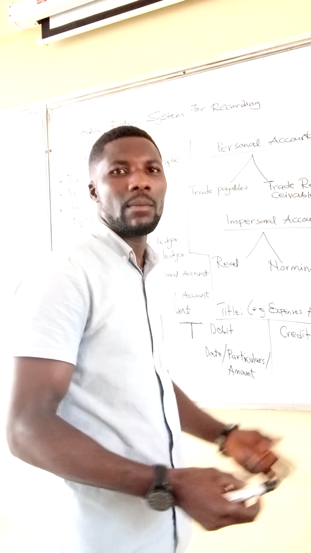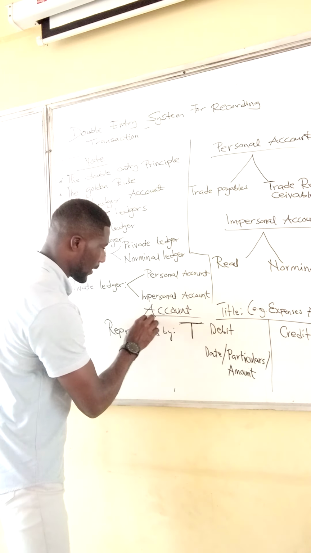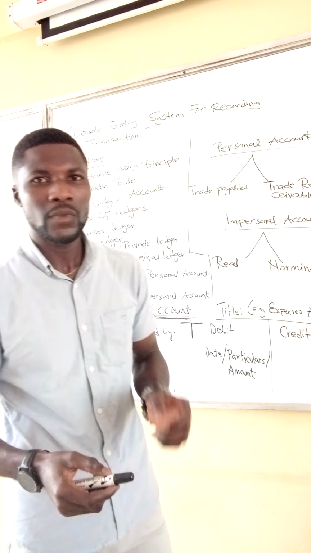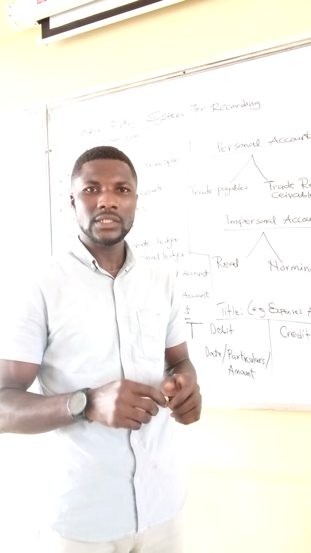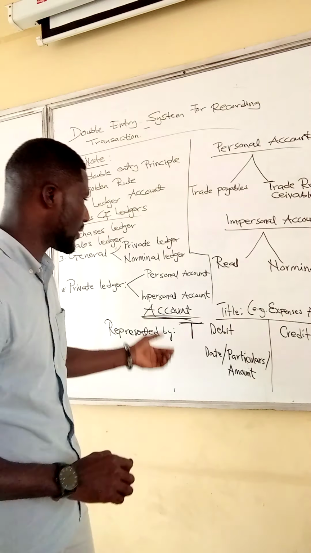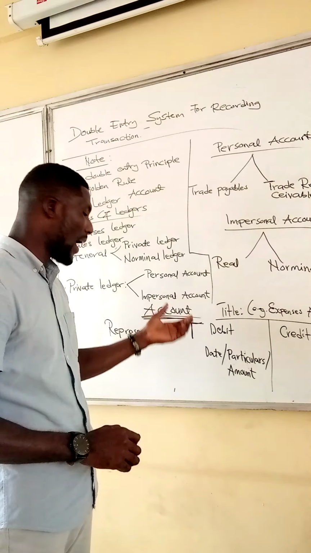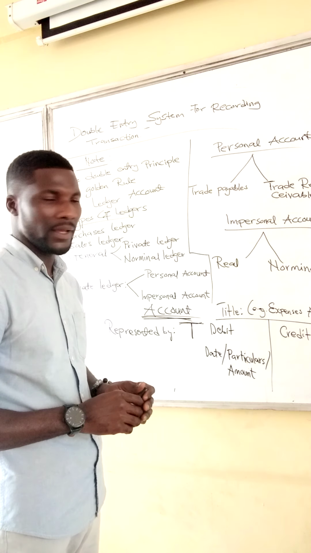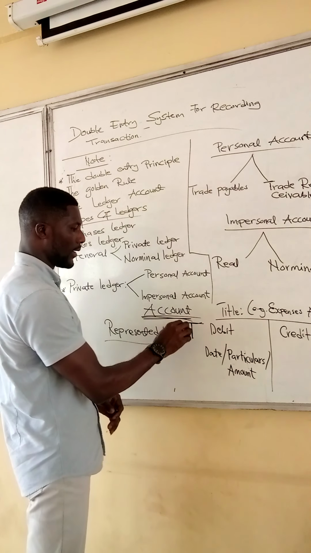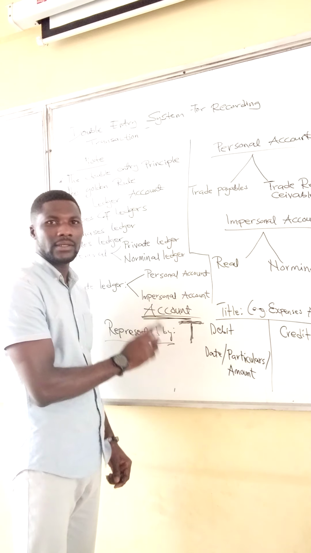What do we mean by an account? An account is a place in the ledger in which all information relating to an item is being recorded. And this account that I'm talking of is being represented by the letter T.